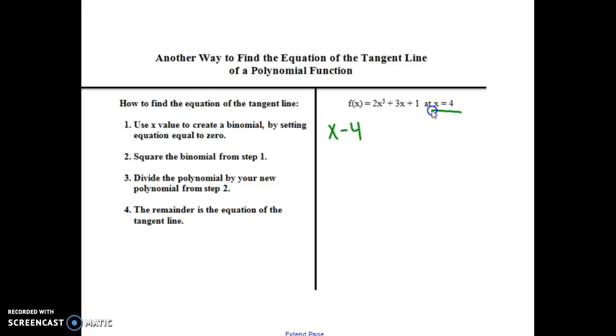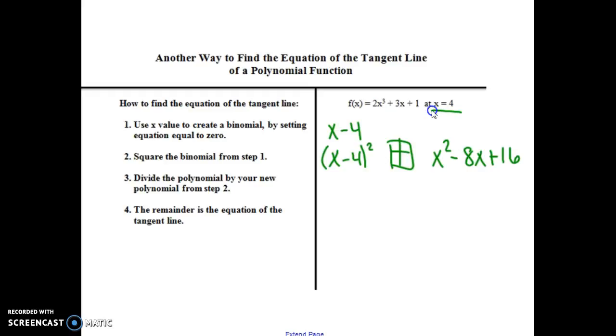All right, so now I've done that. Step 2 says square the binomial from step 1. So I'm doing x minus 4 squared. Again, you can do an area model. And then I get x squared minus 8x plus 16.